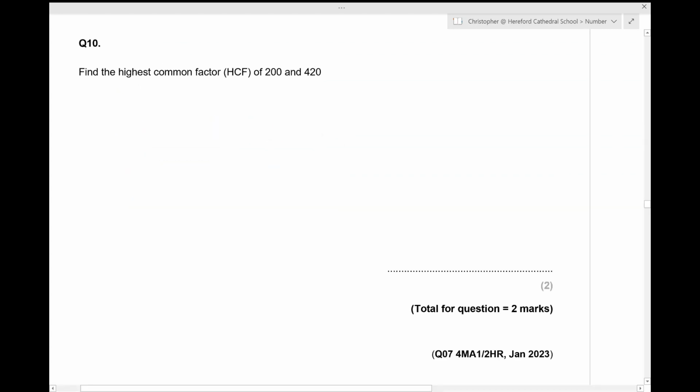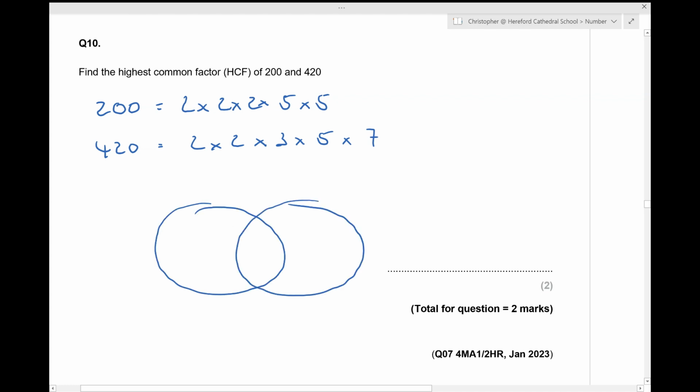Question 10, the highest common factor of 200 and 420. Well, 200 is a product of primes, using the fact button on my calculator, 2 times 2 times 2 times 5 times 5. And 420 using the fact button on my calculator is 2 times 2 times 3 times 5 times 7. Okay, then diagrams. 200 on here, 420 on the right.